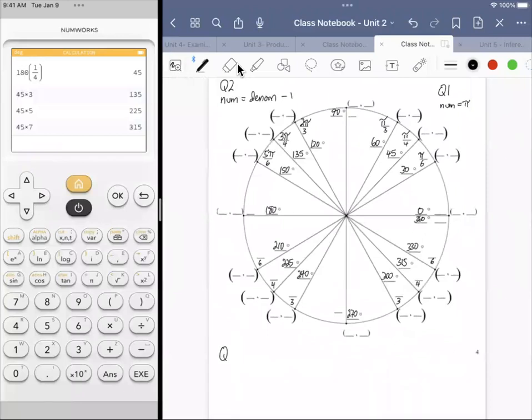In the third quadrant, the numerator, again, they're all going to have pi in them, so I'm just kind of glossing over that, is equal to the denominator value plus one. So I'm going to take whatever my denominator is, add one to it, and slap a pi on it. So 7 pi, 5 pi, 4 pi.